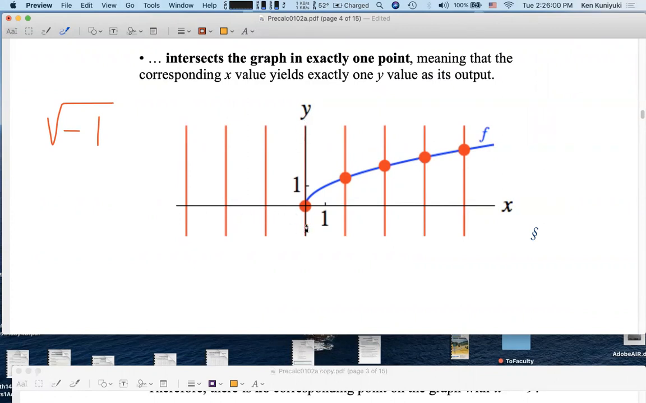But then 1 point, 1 point, 1 point, 1 point, for each of these x values here in the non-negative values of x, we do get exactly one y value. The graph does pass the VLT. This graph does represent y as a function of x.